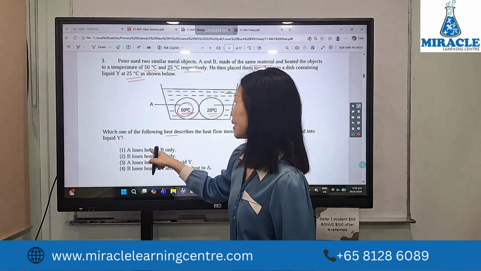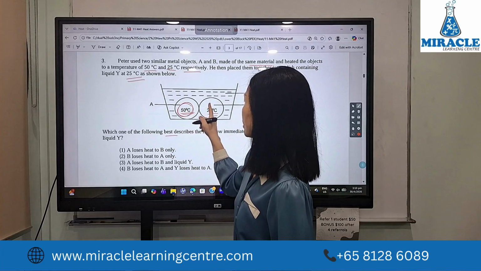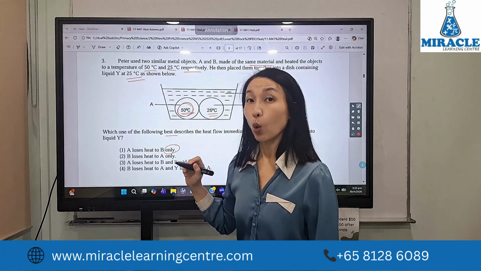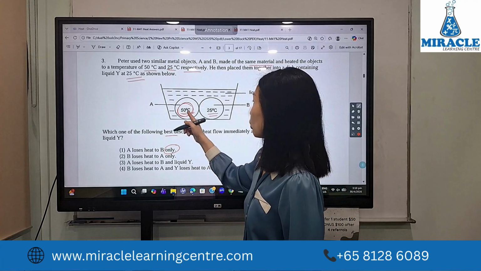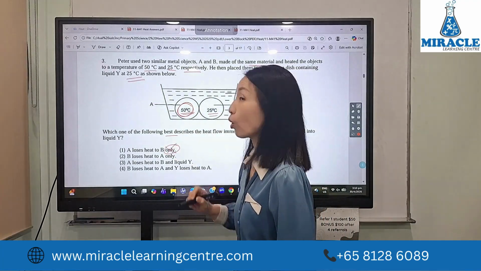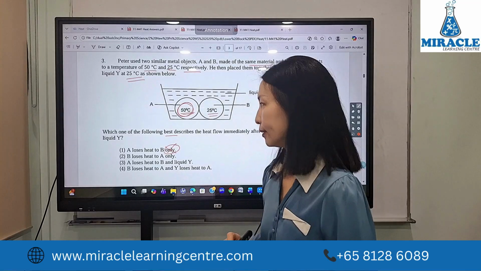Does A lose heat to B only? Okay, be careful of the word only, right? Because it's not only to B, it's also to liquid Y. Okay, so this one is wrong because of the word only.